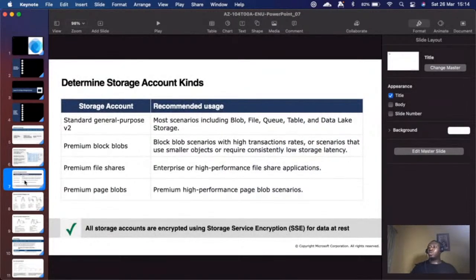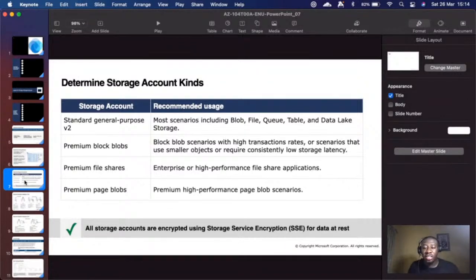Now, okay, so some of you may be wondering, are there different kinds of storage accounts? What is the difference between these different kinds of storage accounts? Yes, there are different storage accounts based on their functions. So here, one of the things we have is the standard general purpose V2.